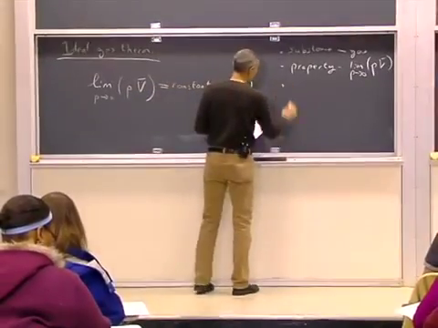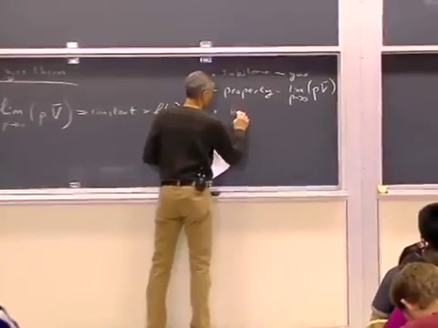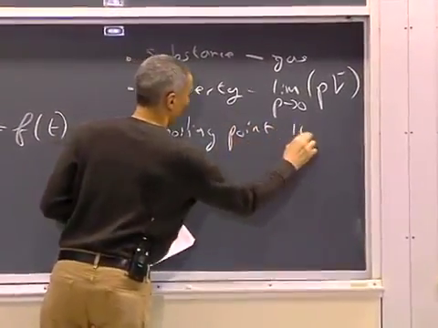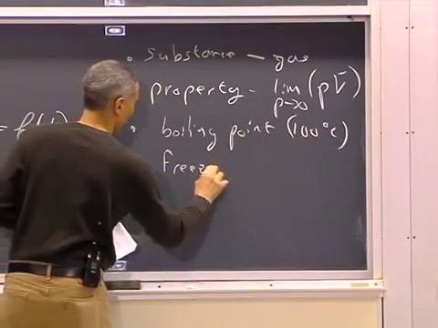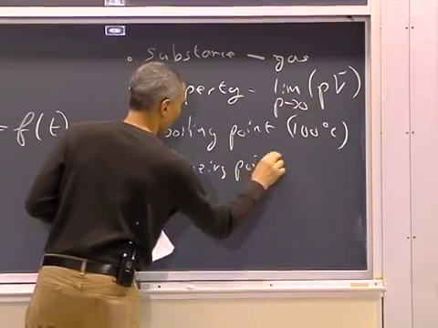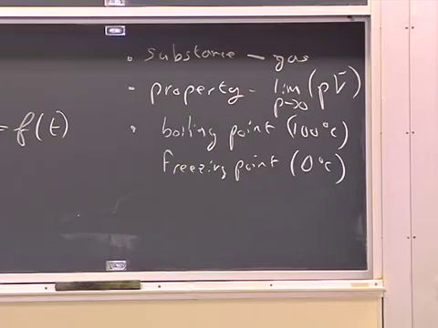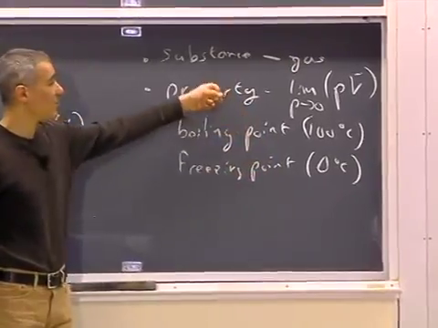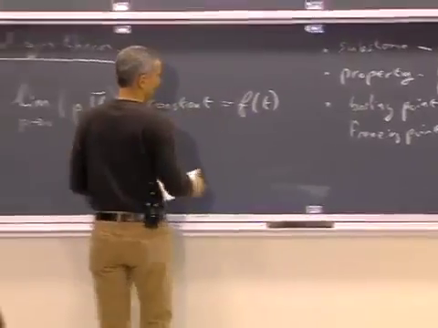Then we need some reference points. And Celsius first used the boiling point of water, and called that 100 degrees Celsius. And the freezing point of water, call that 0 degrees Celsius. And then we need an interpolation scale. How to go from one reference point to the other with this property, which we're going to call f of t.